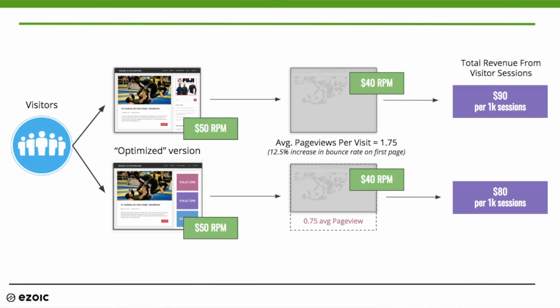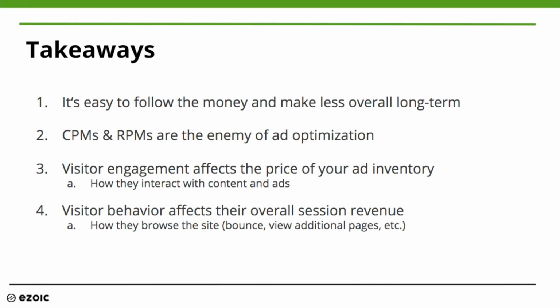So the takeaways are, it's easy to follow the money and make less overall long term. CPMs and RPMs are the enemy of ad optimization. If you are optimizing your ads, focus on EPMV, which is earnings per 1,000 visitors. Simply take your earnings, divide by 1,000 visitors, and that will give you your EPMV, and that should be what you're looking at as a core metric when you're running tests.